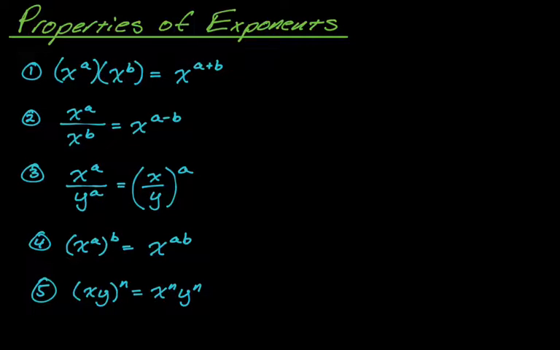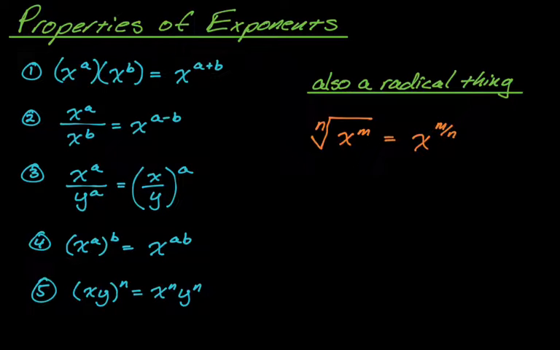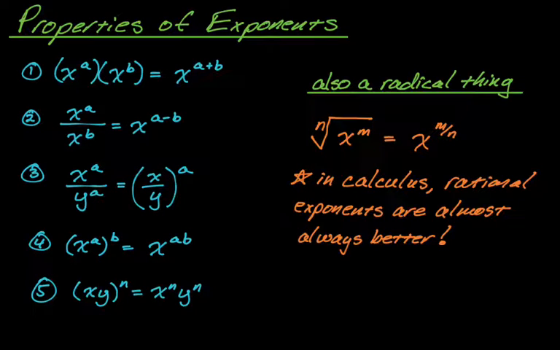Now, there's one other thing that I think of as exponents, but maybe other people don't necessarily think of as exponents, and that would be something to do with radicals. So I think that radicals are terrible and that you should always rewrite them as rational exponents. So if you have the nth root of x raised to the m power, that's going to be x to the m divided by n. So I would say that in calculus, rational exponents are almost always going to be better than radical notation.